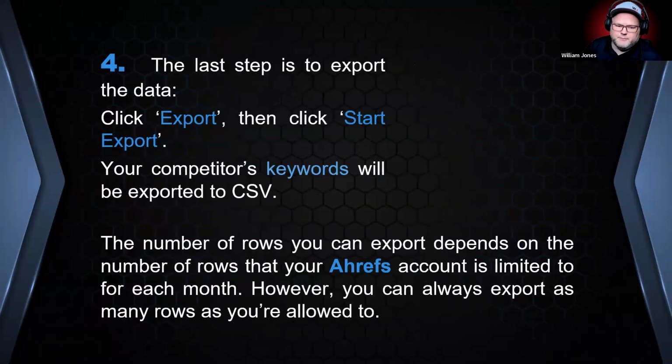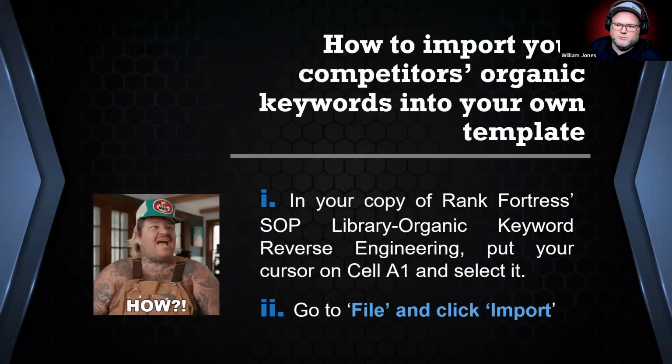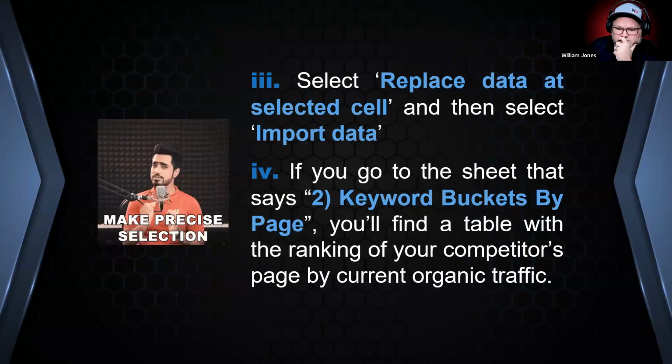The last step, export the data. Now you've got all of it in a CSV. Voila. Okay. How to import your competition's keywords into your own template. Now we're going to be creating a template live here where I'm going to show you how to do this, and it's going to have each and every one of the files that we need.